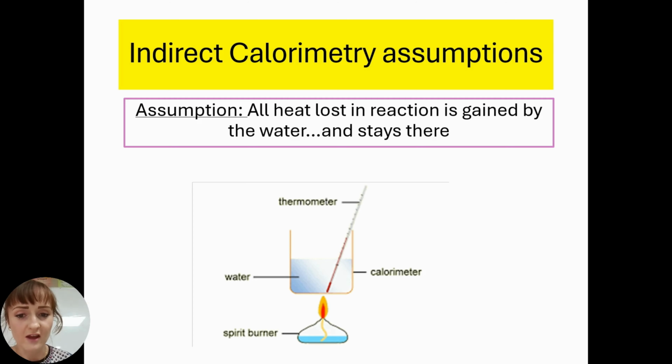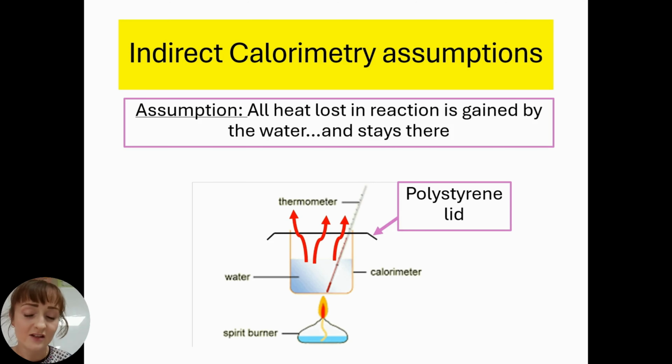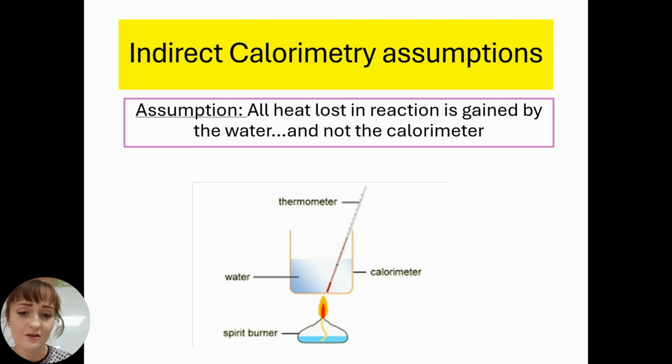We also assume that all of the energy is being released by the combusting flame and it's entering the water, and we assume it's staying there. And in reality, that's not the case. As soon as heat will enter that water, heat will also start to leave. So what you may also do is add a polystyrene lid to the top of the copper calorimeter. Remember that a polystyrene lid is a really good insulator, so it will really prevent that heat loss. We also assume that all of the heat that's being lost here goes straight into here and that the calorimeter isn't absorbing any of it. Whereas in reality, it probably is. Although we've picked a material with a particularly low specific heat capacity, meaning that the amount of energy it will absorb is minimal, it is still absorbing some, so it's worth noting that.